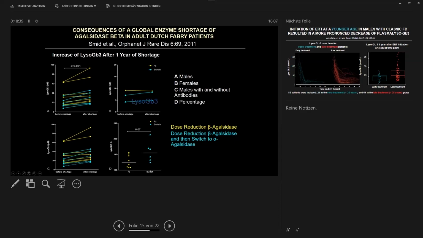And this is what happens with the Lyso-GB3. Before the shortage, we have lower levels. And after the shortage, that means following the reduction of the dose, the Lyso-GB3 levels increase.